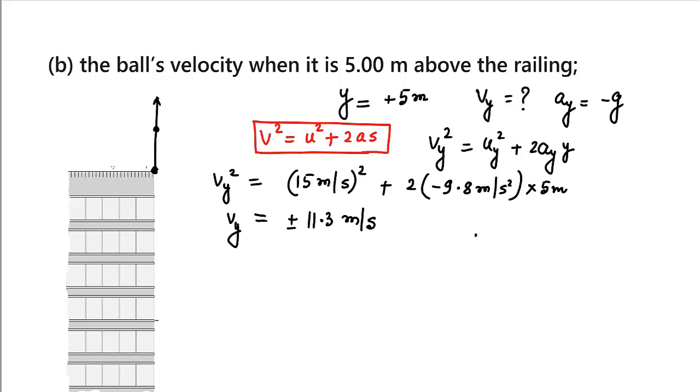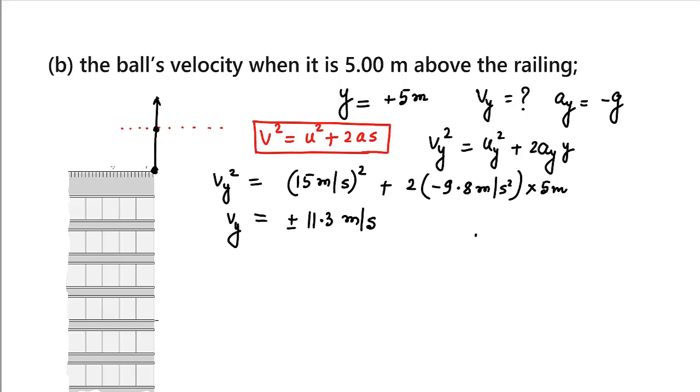So from here you can calculate v_y, and if you calculate, this will come plus or minus 11.3 meters per second. So you see there are two possible velocities, one with a positive sign, another with a negative sign. What does this mean? This means one velocity is in the upward direction, the positive one, and the negative one is in the downward direction. So the distance of 5 meters is reached in two possible ways.